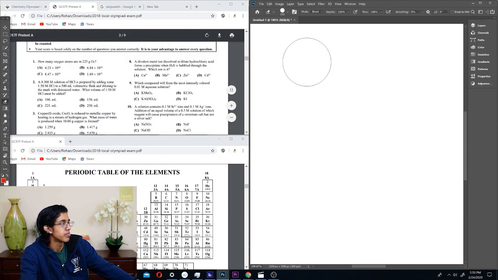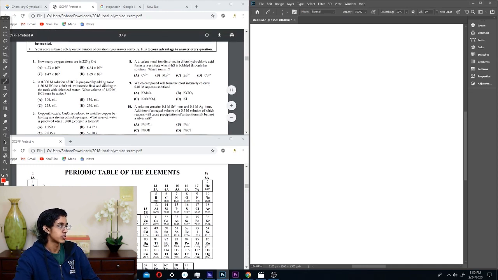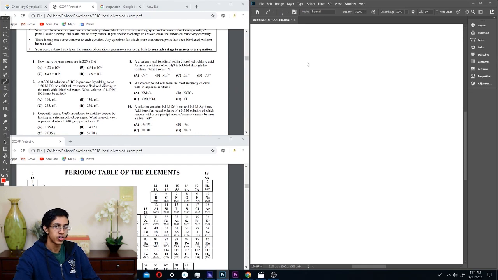A divalent metal ion is dissolved in dilute hydrochloric acid and forms a precipitate when H2S is dissolved through the solution. So basically it precipitates with a sulfur ion. So it doesn't form a precipitate with Cl, which is basically everything. Okay, it's probably going to be calcium because I don't recognize any of the other ones. Okay, we're going to go with calcium.